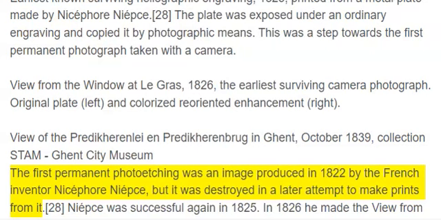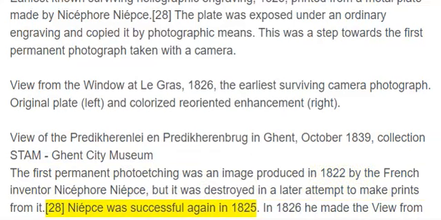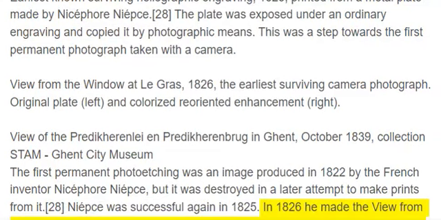The first permanent photo etching was an image produced in 1822 by the French inventor Nicéphore Niépce, but it was destroyed in a later attempt to make prints from it. Niépce was successful again in 1825. In 1826 he made the view from the window at Le Gras, the earliest surviving photograph from nature, i.e., of the image of a real-world scene, as formed in a camera obscura by a lens.